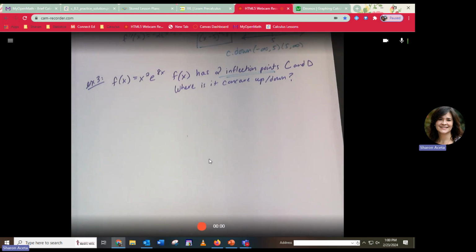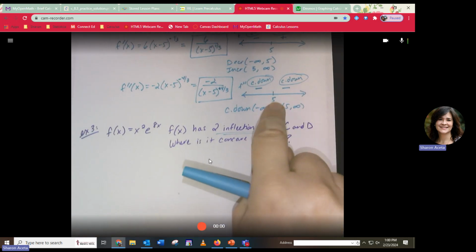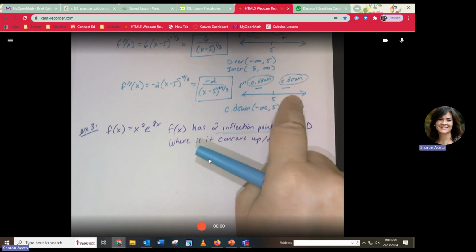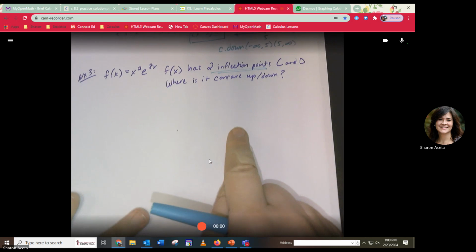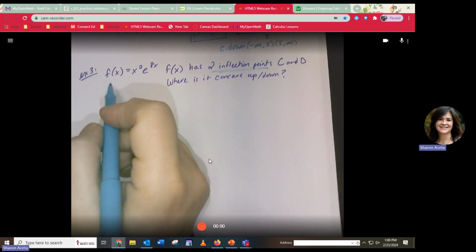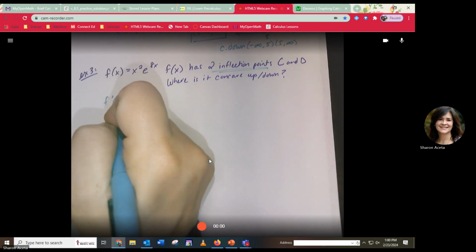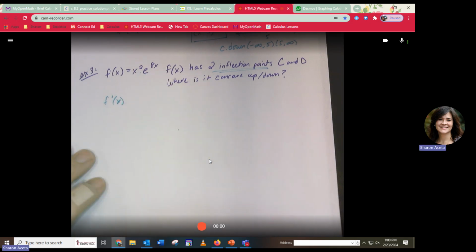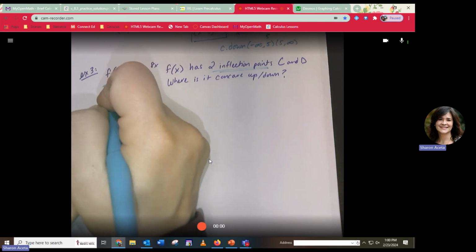Inflection points are when you change from a concave up to a concave down. This is not an inflection point. It did not change from concave up to concave down or vice versa. So what are we going to do? Well, we need to take a first derivative. Oh, but look what we have. It's a product of 2 functions. So we need to do product rule.